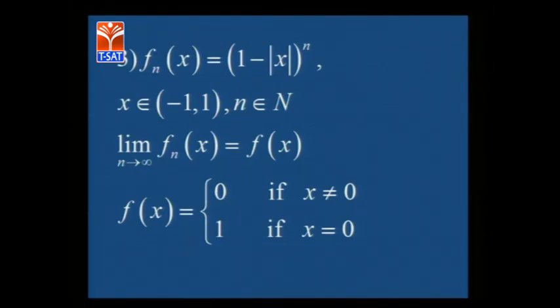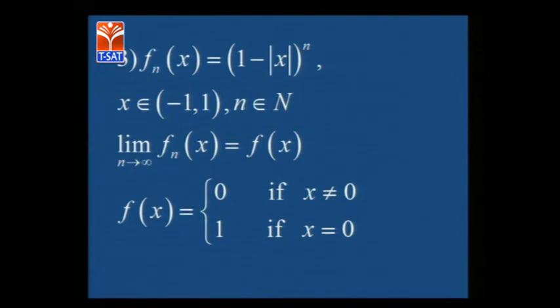In the third example, fn of x is equal to 1 minus mod x to the power n, where x belongs to the open interval (0,1). Here we observe that 1 minus mod x is less than 1 and positive. Also we observe that if a lies between 0 and 1, then a to the power n converges to 0. Particularly, when x is equal to 1, we substitute fn of 1 is equal to 1 minus 1, which is equal to 0.